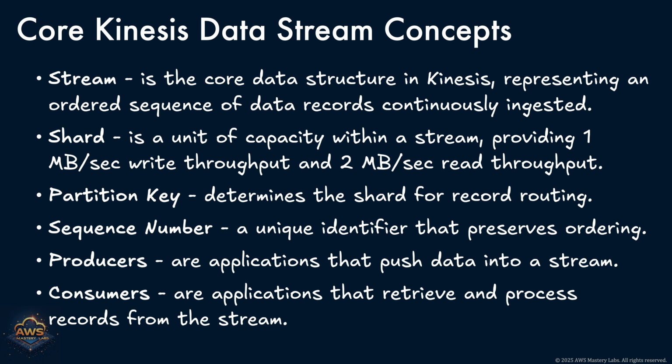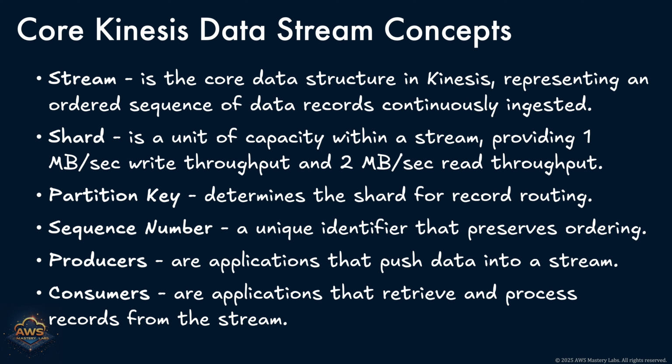At the heart of the system is the stream, an ordered sequence of data records flowing in real time. Streams are the logical containers that hold and organize incoming data from your producers. A stream is divided into one or more shards. Shards are the basic units of capacity in Kinesis. Each shard can ingest up to 1 megabyte per second of incoming data and provide up to 2 megabytes per second of data output for consumers. The total capacity of a stream is the sum of its shards, which makes scaling as simple as adding or removing shards based on throughput needs.